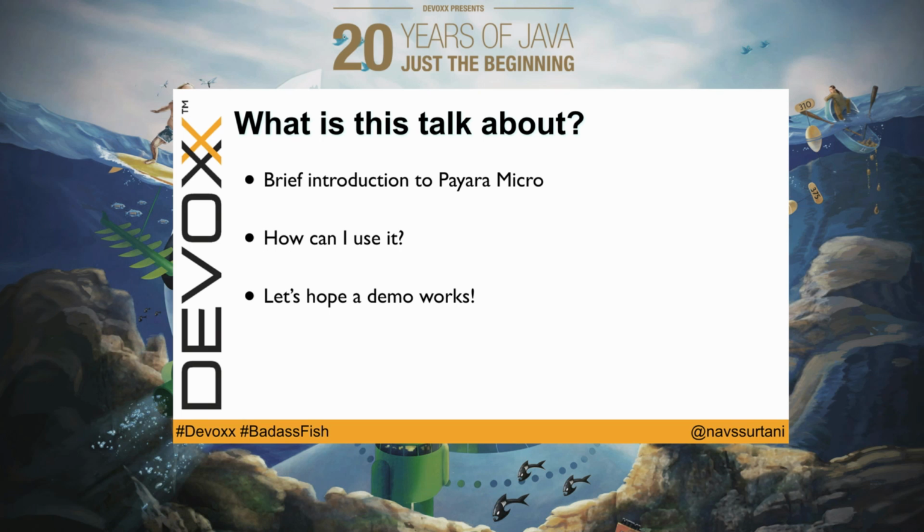So what does this talk cover? We'll do a brief introduction to Payara Micro, which is ultimately the container we're going to use to deploy these microservices to. We'll talk about how you can use it, and I've put together some demos, so cross your fingers and toes, and let's hope that it works at the end.